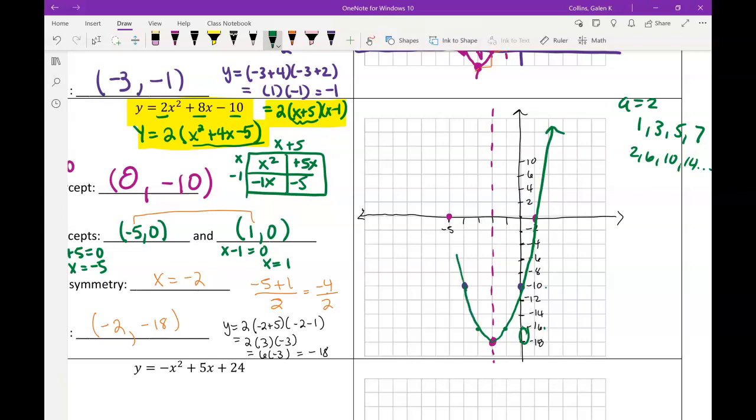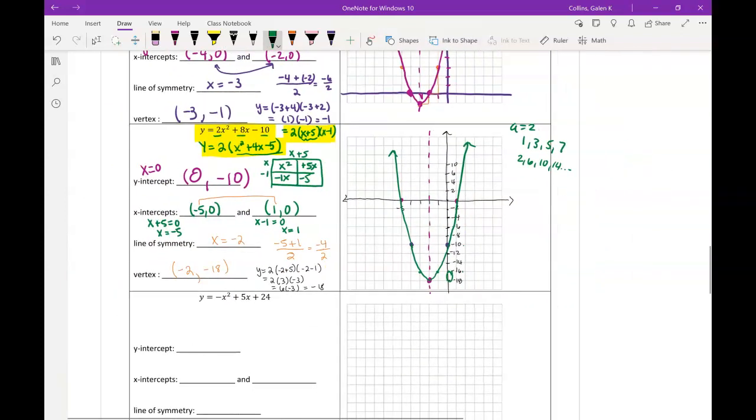All right, so once we have, and you don't have to go back and put these 2 points that I added, but I was just checking to make sure that I didn't make a mistake.